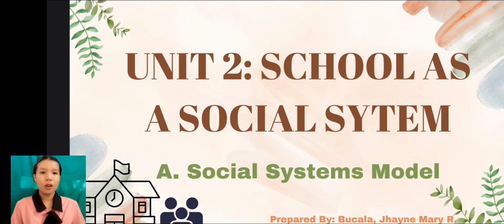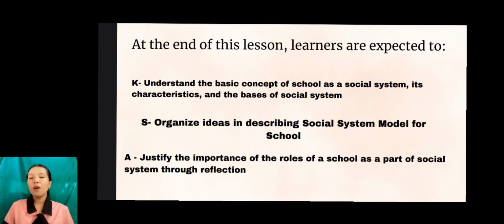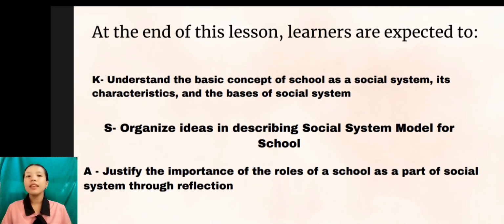My topic is all about social systems model under Unit 2, School as a Social System. So here are the objectives of this lesson. At the end of this lesson, learners are expected to: K, understand the basic concept of school as a social system, its characteristics, and the basis of social system; S, organize ideas in describing social system model for school; and A, justify the importance of the roles of a school as a part of social system through reflection.